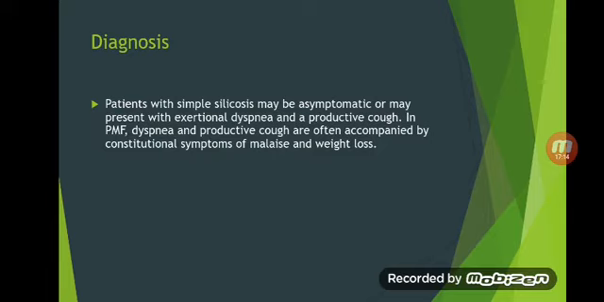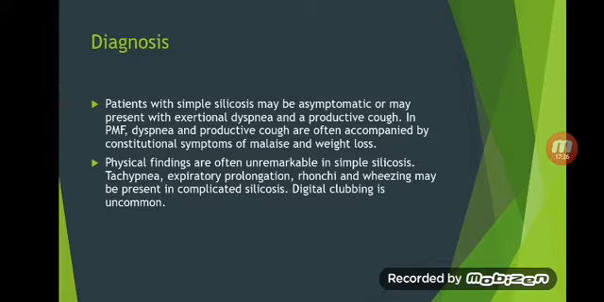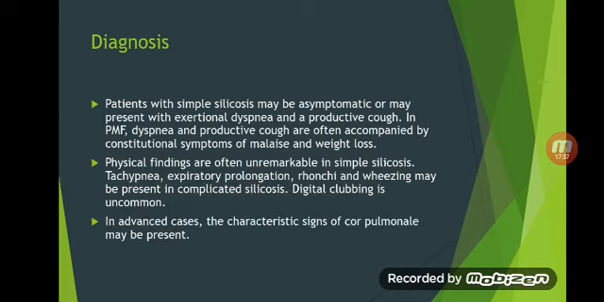Physical findings are unremarkable in simple silicosis. Tachypnea, prolonged expiration, rhonchi and wheeze may be present in complicated silicosis, while clubbing is uncommon in both of them. In advanced cases, cor pulmonale may present, like in sarcoidosis or idiopathic pulmonary fibrosis.